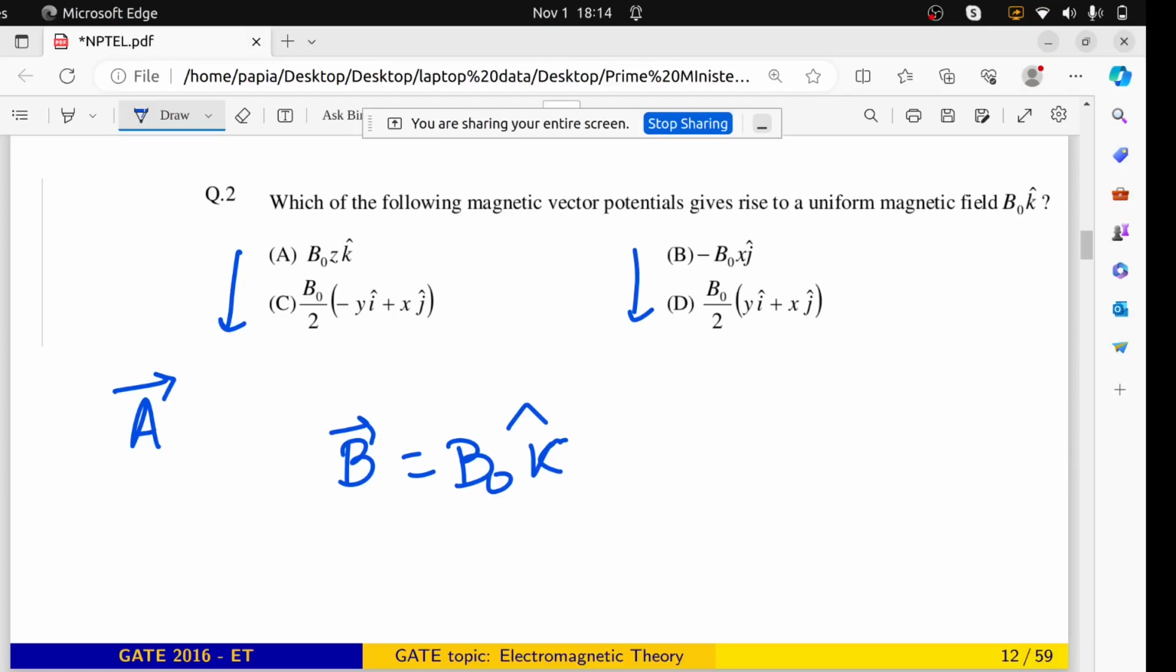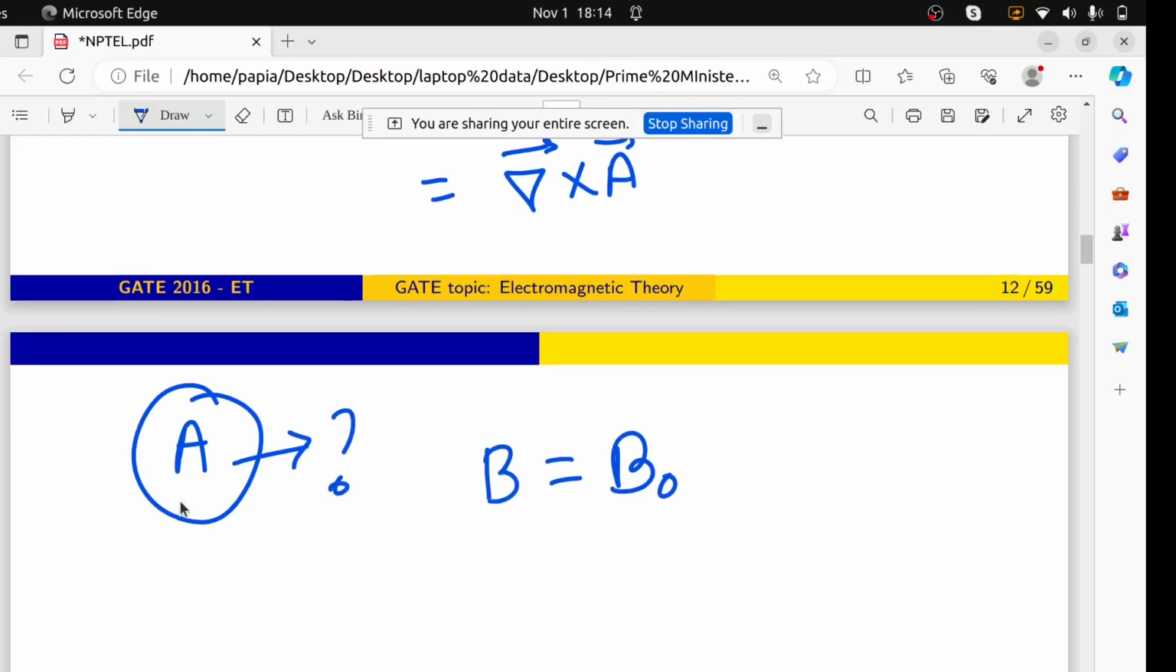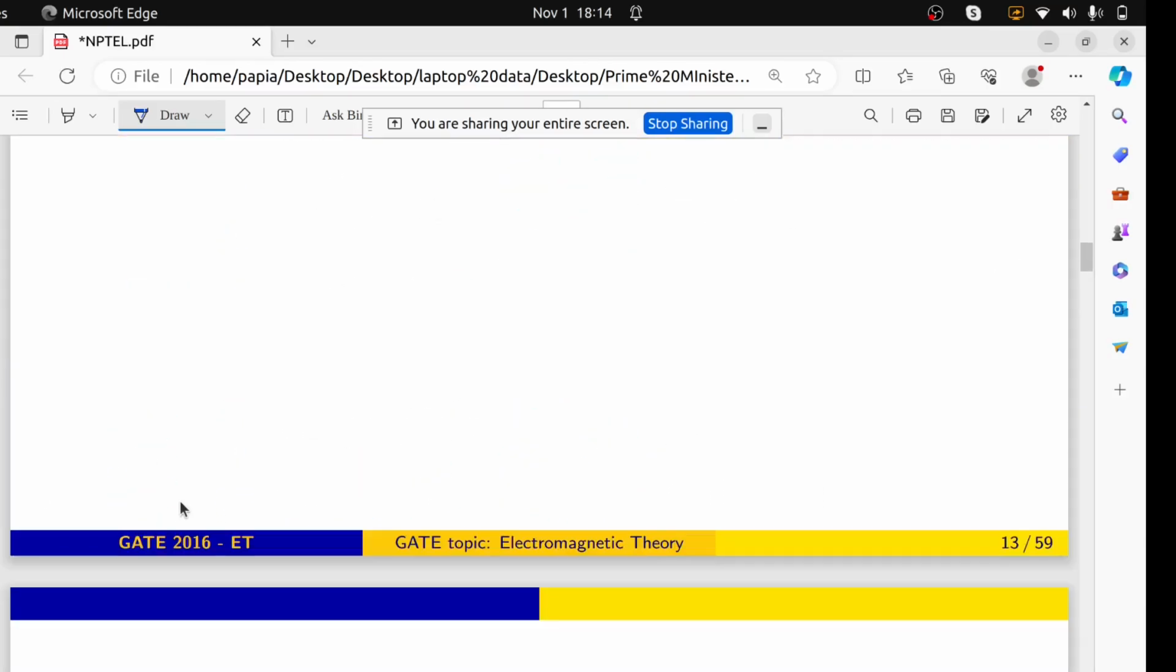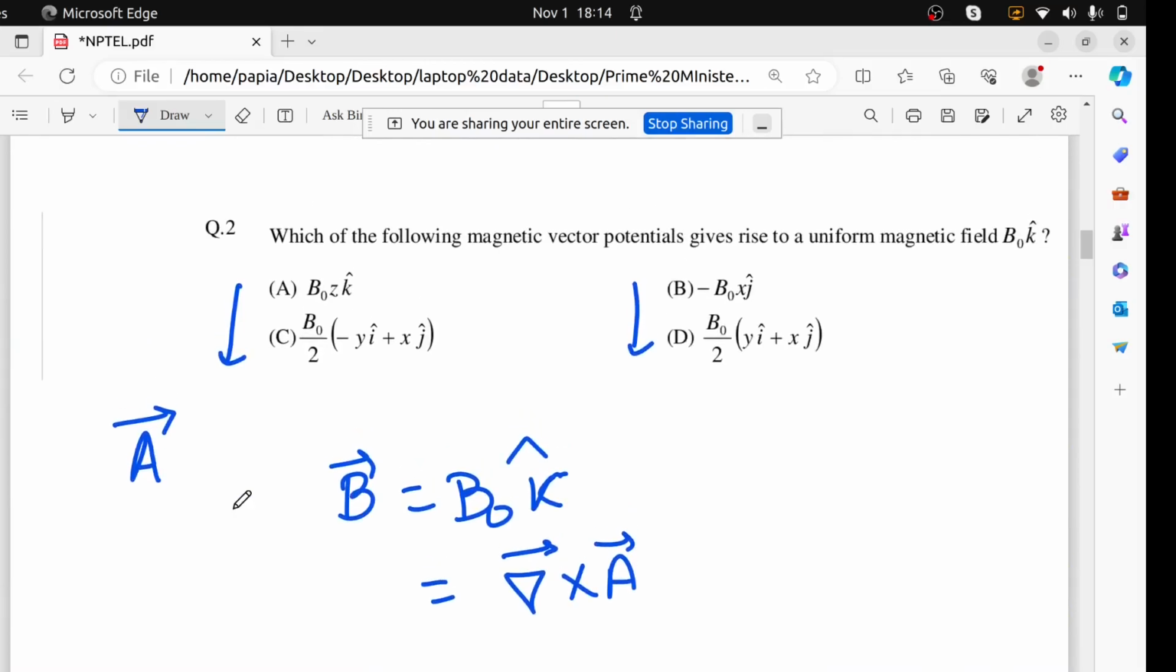Right? Now what is the expression for B and A? B is curl of A. And we are going to find out what is the value of A here, so that our B will be B0 k cap. So that is the main question. I hope you understand the question clearly. Now we have to find out which one is the correct A.